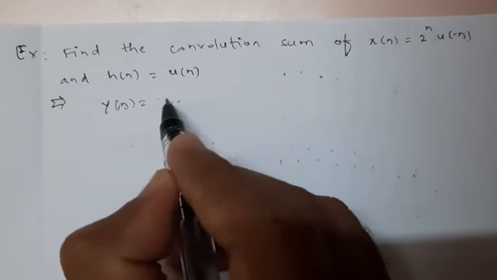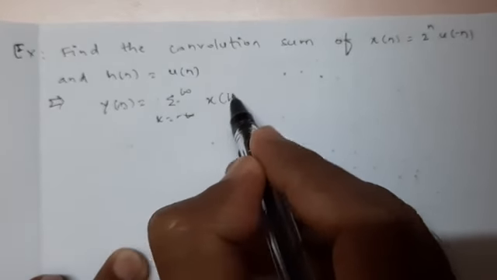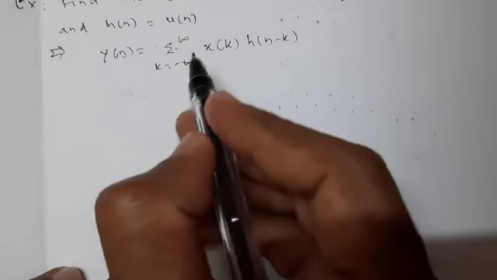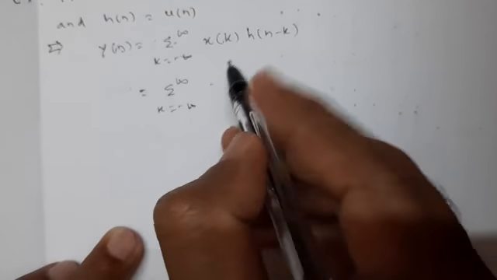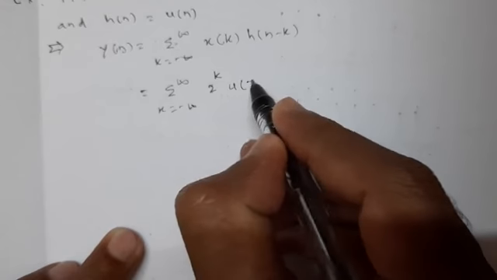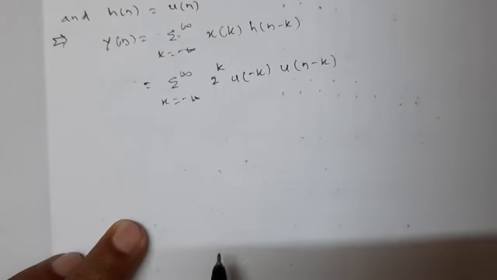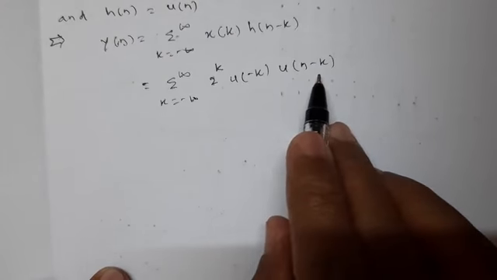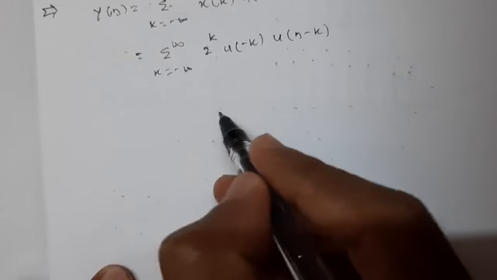y of n is equal to summation k equal to minus infinity to plus infinity x of k h of n minus k, our standard equation. So which we can write now as summation k equal to minus infinity to plus infinity x of k, which is 2 to the power k u of minus k, h of n minus k, u of n minus k. Keep 2 to the power k as it is. Try to draw this u of minus k and u of n minus k and see the overlapping region where the samples get multiplied.